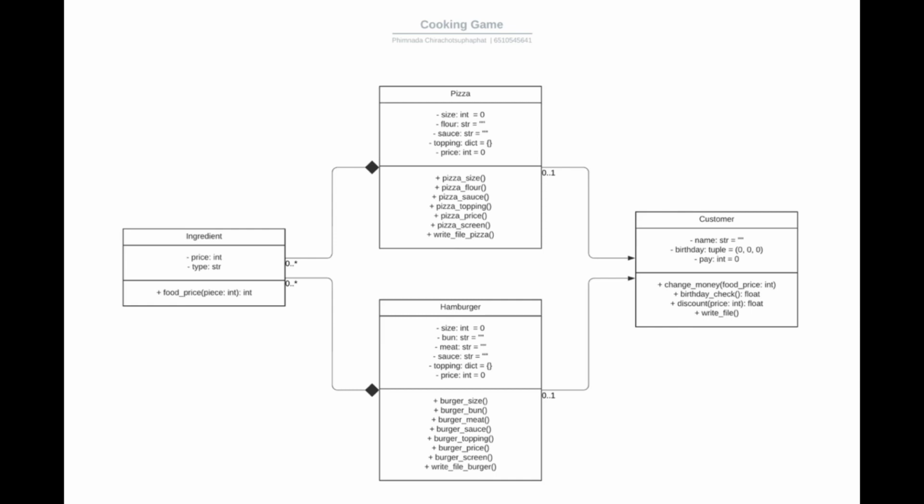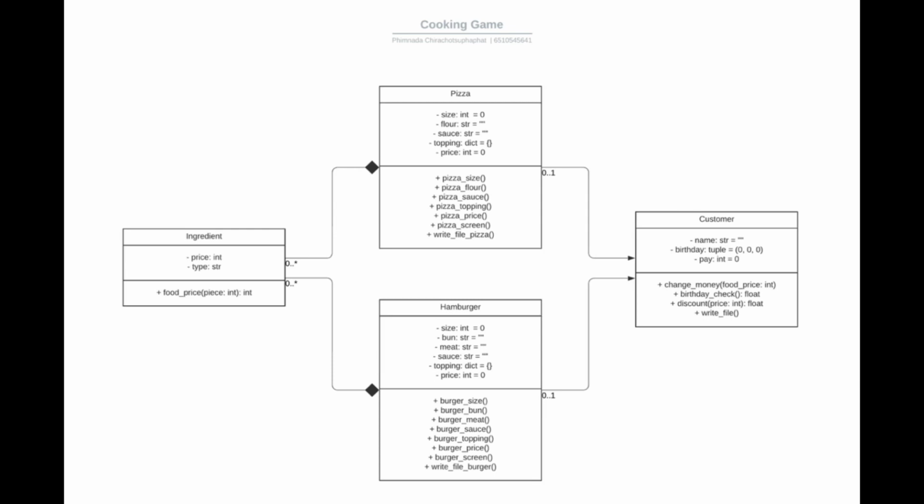Following that is the hamburger class, which works similarly to the pizza class in that it provides a variety of hamburger size, bun, meat, sauce, and toppings. Calculate the cost of the ingredients. Display the hamburger screen, and then write the size and content of the hamburger in the hamburger.json file.